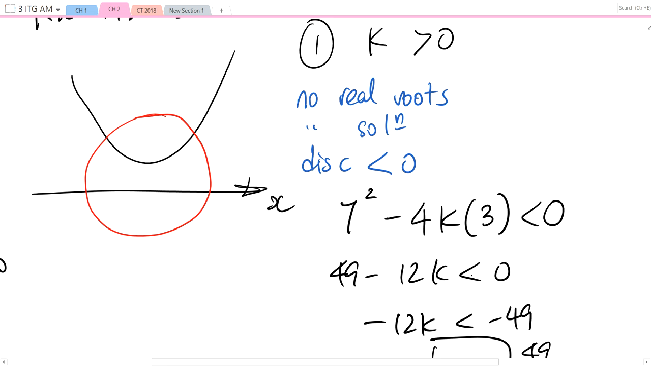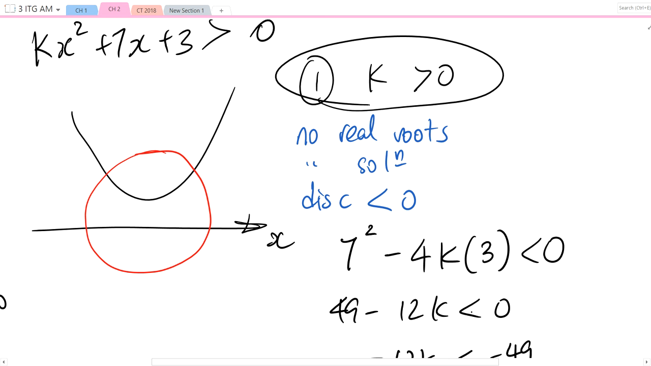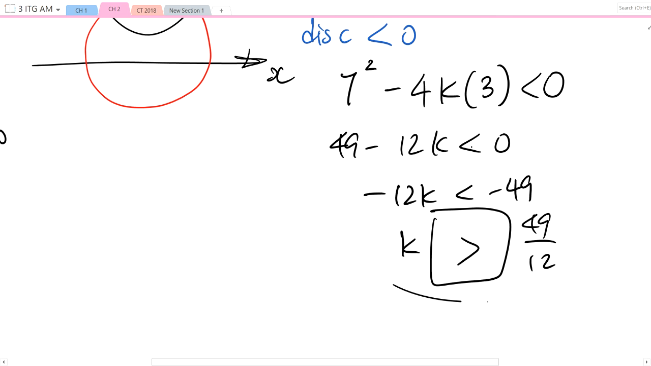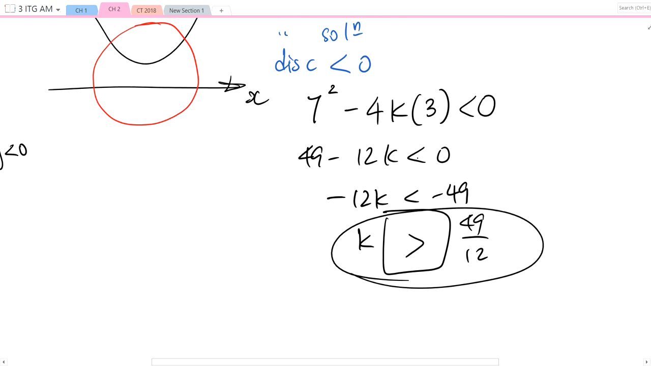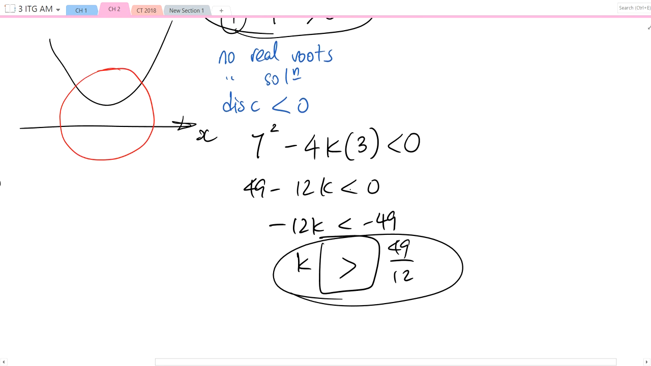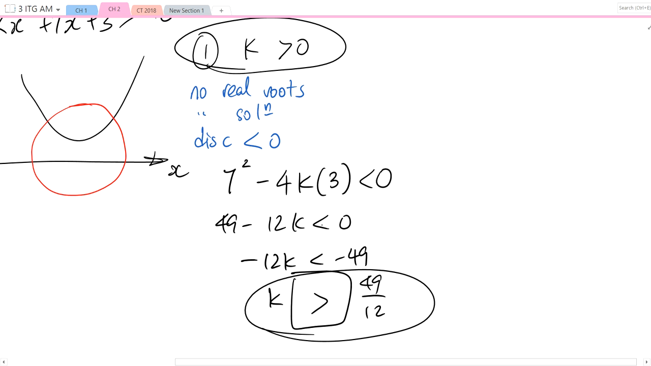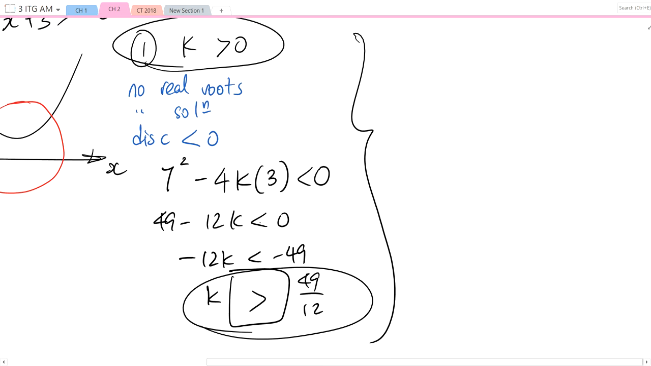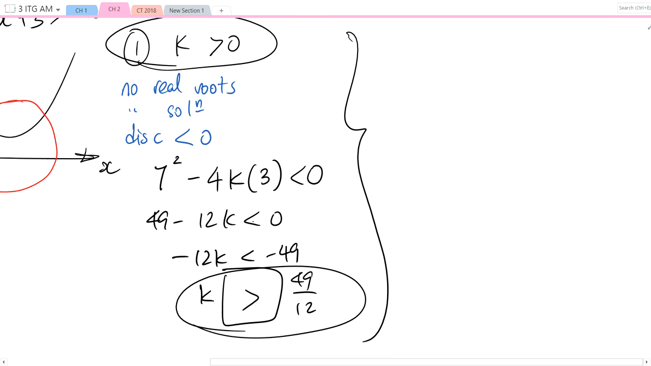What else do we have? K is supposed to be more than 0. K is supposed to be more than 49 over 12. So which answer do I use? Okay, so how do we combine these two values? Okay, let's take a look. Both of them must satisfy at the same time, right? They must have k more than 0. Am I right? Yes. They must have k more than 49 over 12 also. Am I right? They must come together. How do I combine them together?